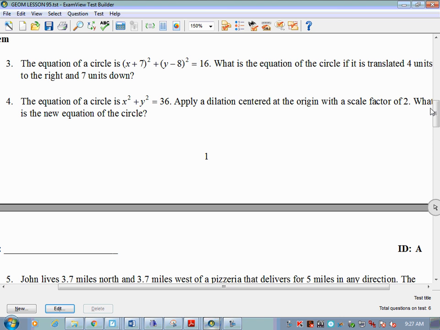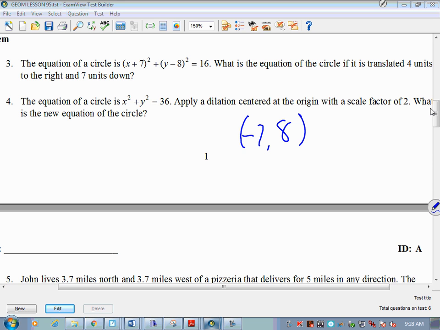Okay, let's come down to number 3. The equation of a circle is (x plus 7) squared plus (y minus 8) squared equals 16. What's the equation of the circle if it's translated 4 units to the right and 7 units down? I think the smartest thing to do, so that we keep from getting lost, is writing the coordinates of the center from the equation. What are the coordinates here? Negative 7, 8. Right? Do we understand why it's negative 7? Yes, no, maybe? Great.